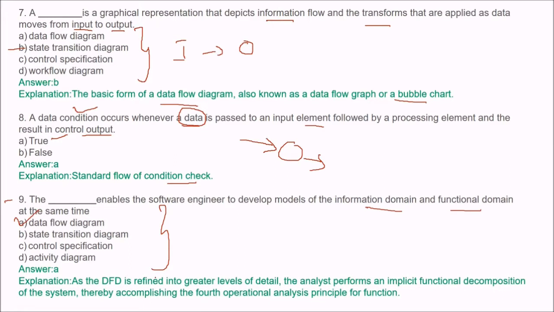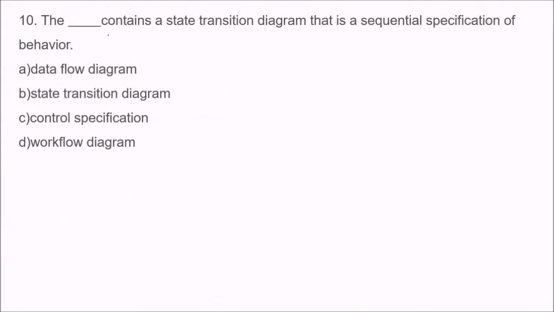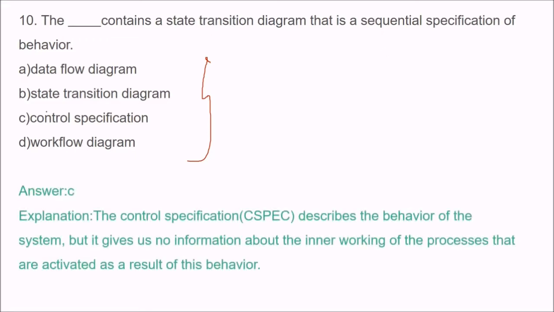So as the data flow diagram is refined into greater levels of detail, the analyst performs an implicit functional decomposition of the system, thereby accomplishing the fourth operational analysis principle for function. The next is the dash contains a state transition diagram that is a sequential specification of behavior. Four options. The answer is C. Control specification.